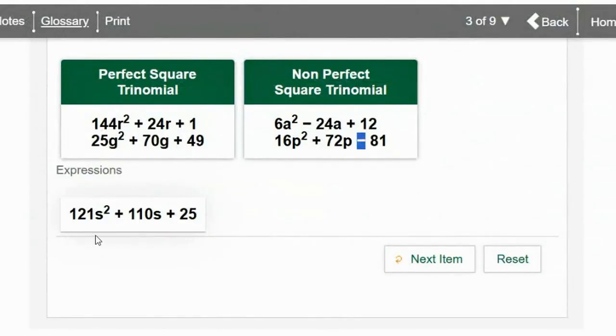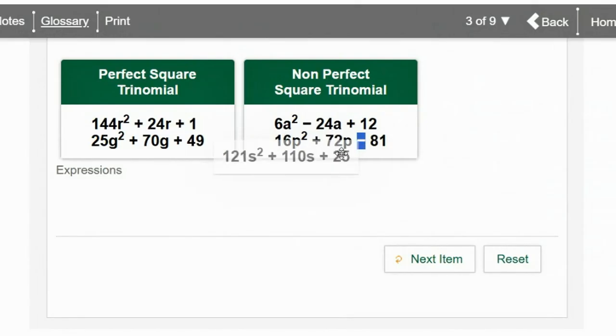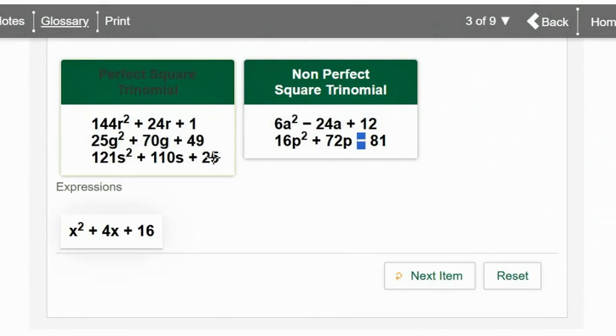How about this one? 121s squared plus 110s plus 25. We don't have much more lesson. Actually, there's a lot of practice problems because we need them. 121s squared, that's 11s squared. 5, 5 times 11s. 5 times 11 is 55. Multiply it times 2, it is 110s. This is a perfect square trinomial.